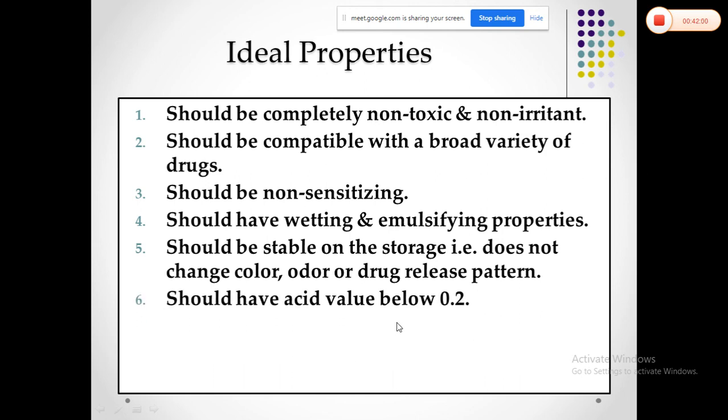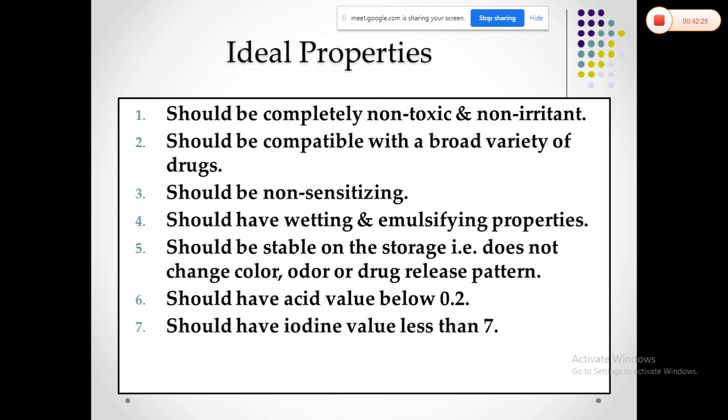Also, it should have an acid value below 0.2. What is acid value? We have discussed it in the semi-solid dosage form. It is the number of milligrams of KOH required to neutralize 1 gram of free fatty acid, which is called the acid value. So it should be below 0.2.